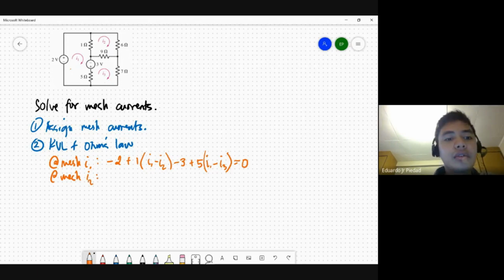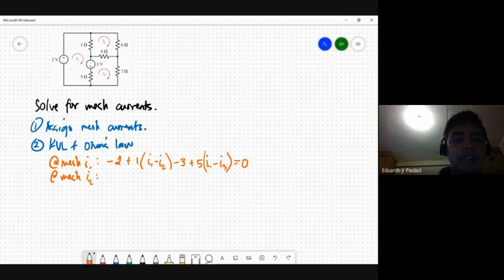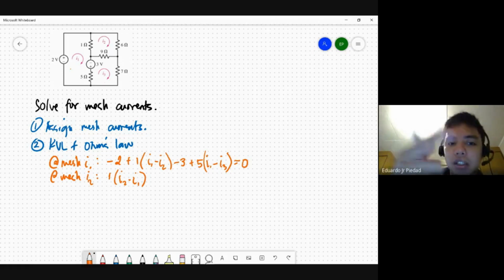So I2 is the reference. We can start from 1 ohm. So 1 times I2 minus I1. Why is it I2 minus I1, while previously it was I1 minus I2? As I said, if you're in mesh I2, I2 is always positive because it's our reference current. I1 is opposing I2, so that's negative.